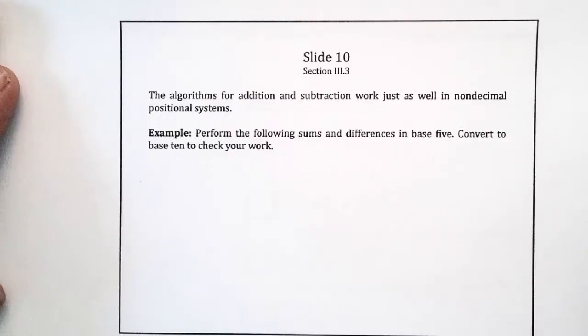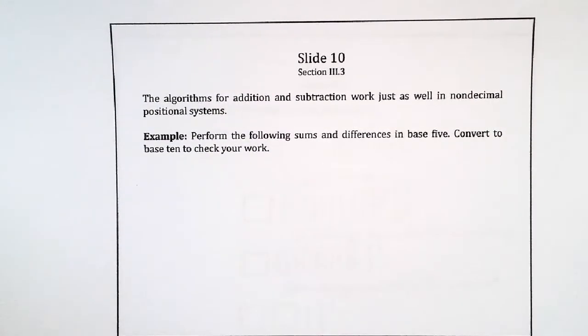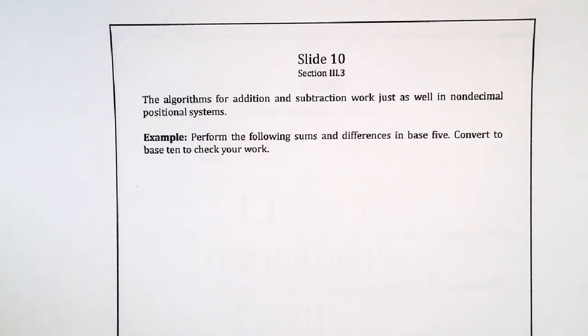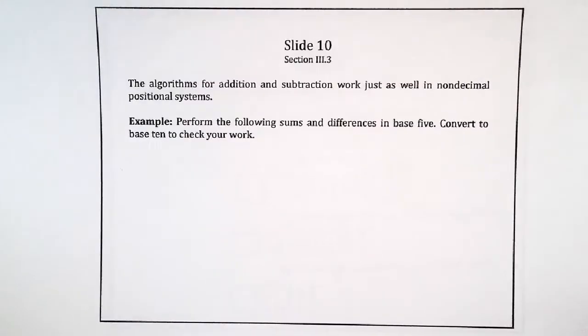Now, this next material actually comes from section 3.5 of the book, but we're covering it here because we're talking about addition and subtraction now. The algorithms for addition and subtraction work just as well in non-decimal positional systems. So let's perform the following sums and differences in base 5. And we're going to convert to base 10 to check our work.